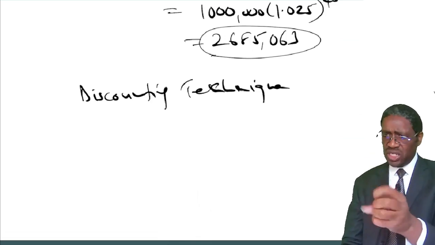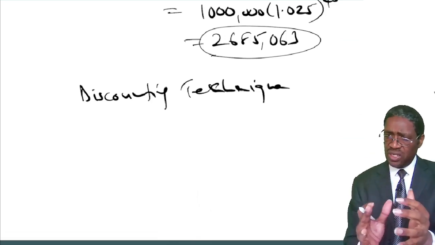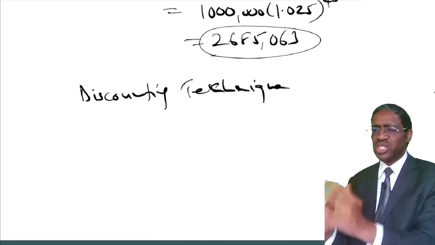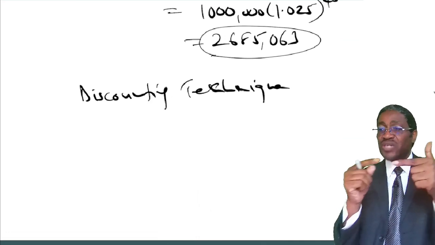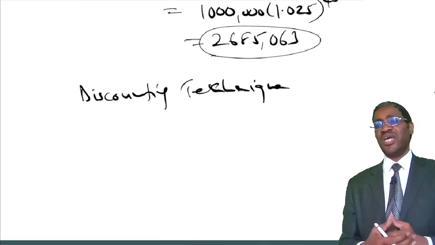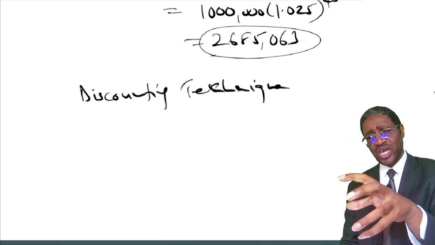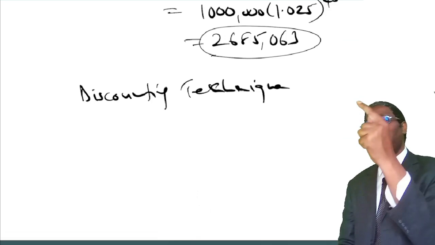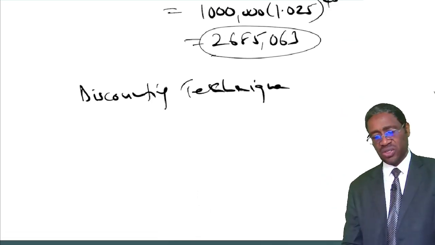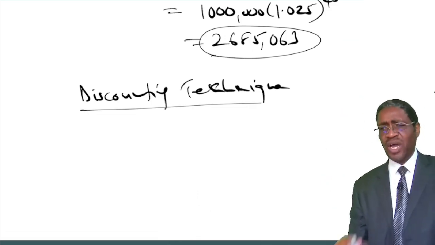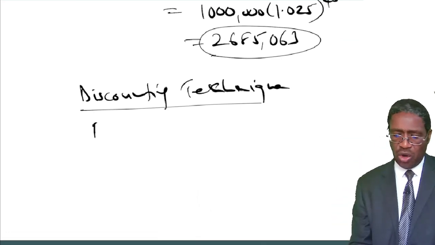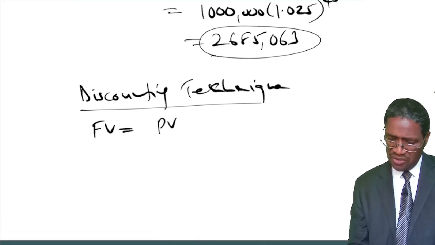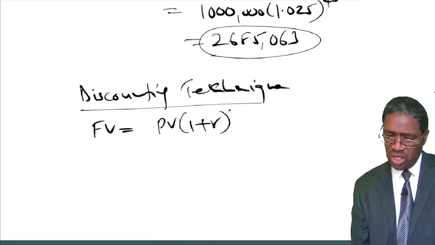Discounting technique, as I've told you, is where you ask yourself as an investor, if I want to earn 10 million shillings 10 years from now, how much should I invest now? So discounting is trying to get the present value of a certain future amount. Good. Now, before I give the formula, just try and recall, we have said future value equals present value into 1 plus r to the power of n.